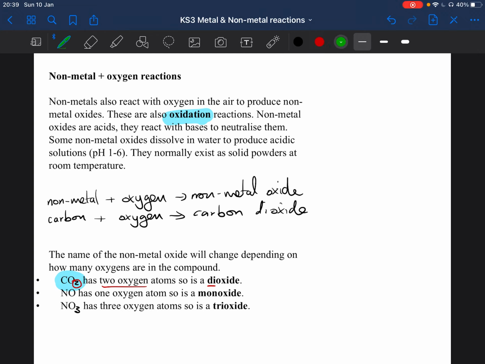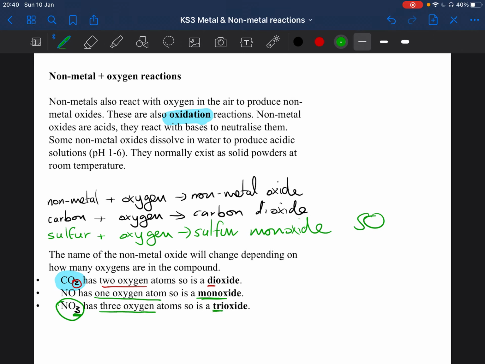If I was to pick another example, we might have sulfur. And if we react sulfur with oxygen, we could create sulfur monoxide. Okay. Now this would have a symbol of SO, just like we have down here. And that symbol of SO means that there's only one oxygen. And so we would give it the name monoxide, meaning one. If you look at this one here, this is nitrogen trioxide, and it's trioxide because it has 3 oxygens in, so we give it the prefix tri.